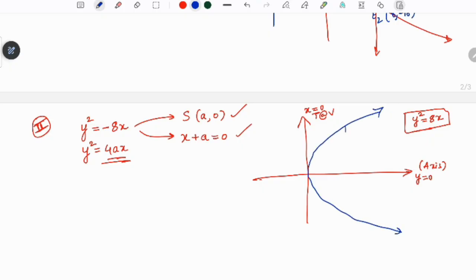Okay. What is the mouth here? What is the length of latus rectum? That is 8. So the semi latus rectum is 4. That means this distance is 2. Correct. This is the y squared equals 8x graph.